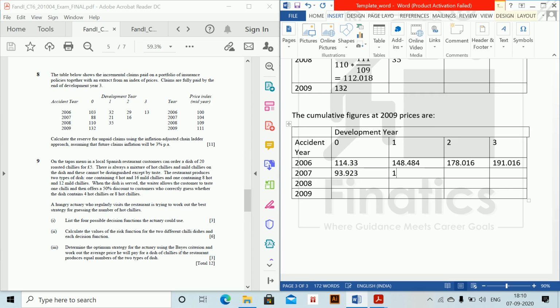Coming down, we have the values: 93.923, 115.308, then 131.308. We have 112.018, 147.018, and the last one is 132. So this is there, and then we now calculate the calculation of development factors.